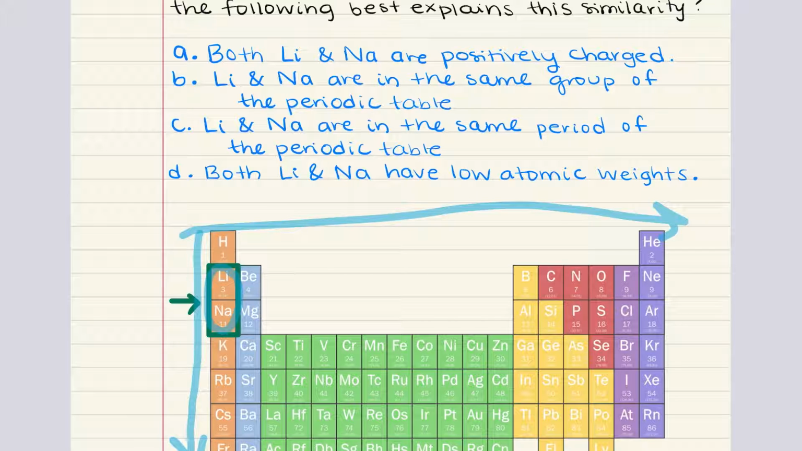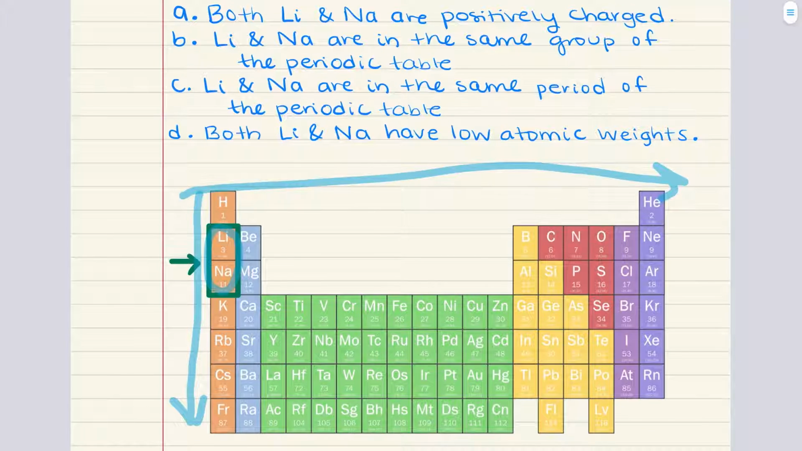Then option B says that lithium and sodium are in the same group of the periodic table. Now, this is a very promising answer. This is a correct answer because both lithium and sodium are in group 1 on the periodic table, also known as the alkali metals. Elements in this group have one electron in their outermost shell, which they readily lose to form positive ions with a +1 charge. And this similar electronic configuration is what gives them similar chemical properties, such as their reactivity with chlorine to form ionic compounds like lithium chloride and sodium chloride.